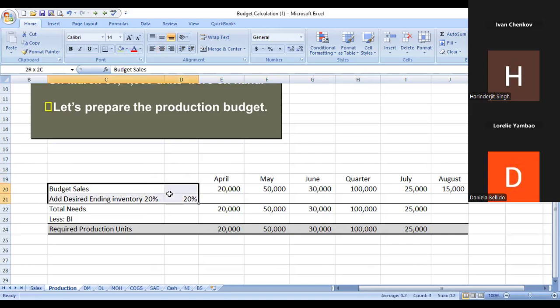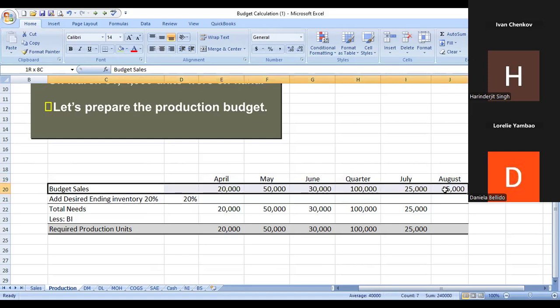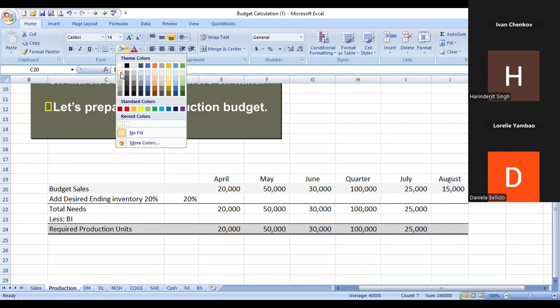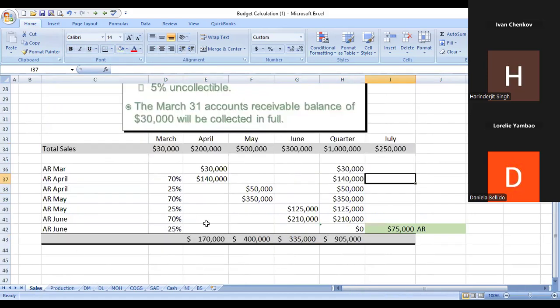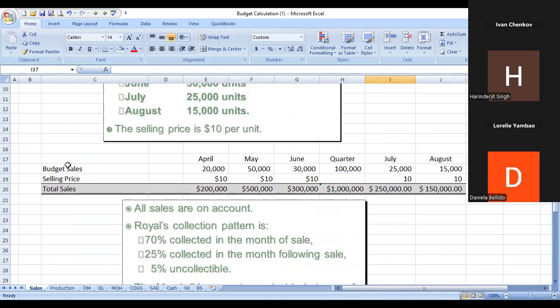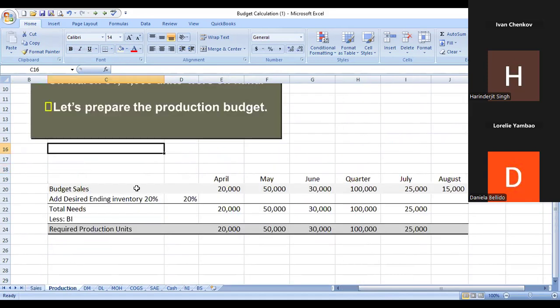From where are we going to get the sales budget? From the previous worksheet, where we already know how many units we need to sell. Once we go back here to the units to sell, budget sales, we're going to see that we're planning to sell 20,000 in April, 50,000 in May, 30,000 in June, 25,000 in July, 15,000 in August. So we get those numbers and we plug them into our sales. Again, in order to achieve these sales, we have to have that balance of items available.